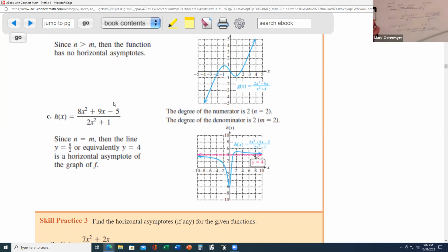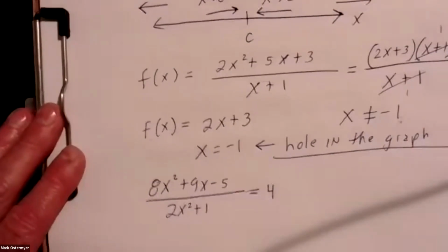So let's see if we can do that. I'm going to set h of x equal to 4, because again, that's the equation of my horizontal asymptote, y equals 4. And then we're going to have to solve this equation. So let's go ahead and see if we can do that quickly here. This will, if nothing else, give us practice in solving a quadratic equation. So what I'm going to do is set that rational function equal to 4.